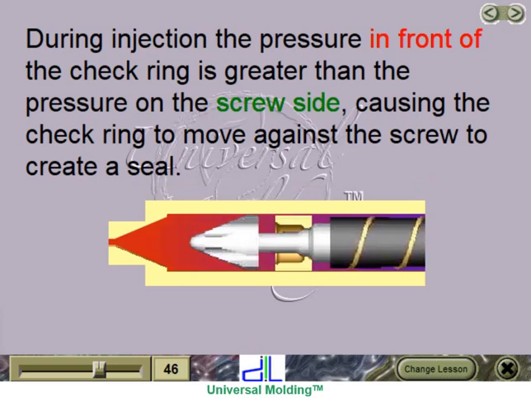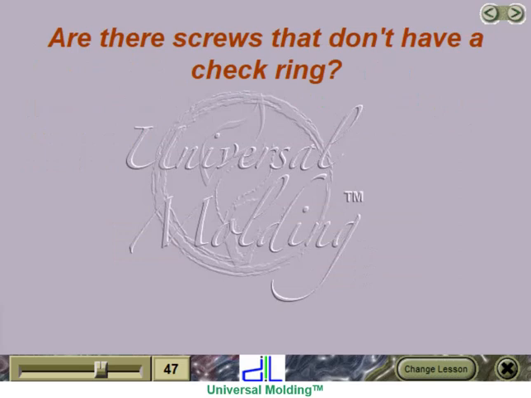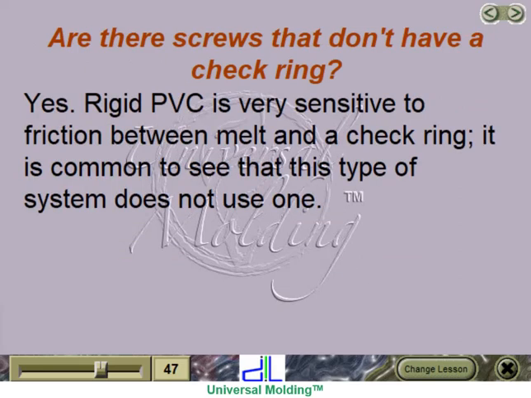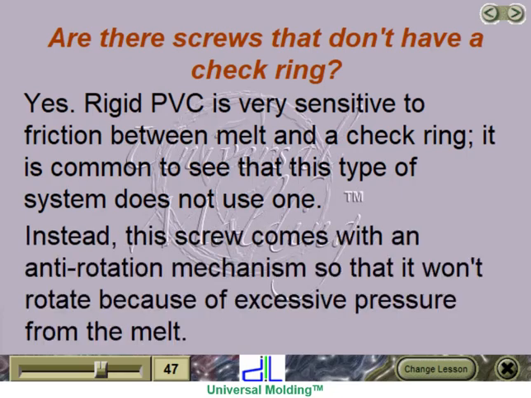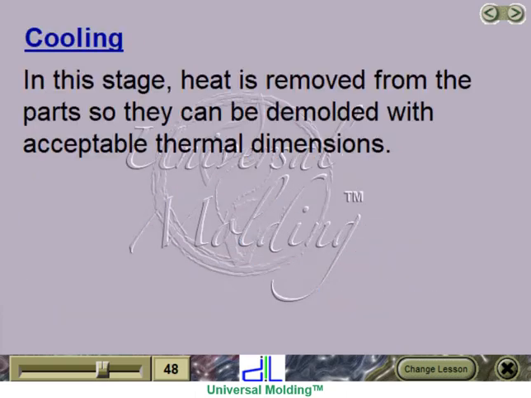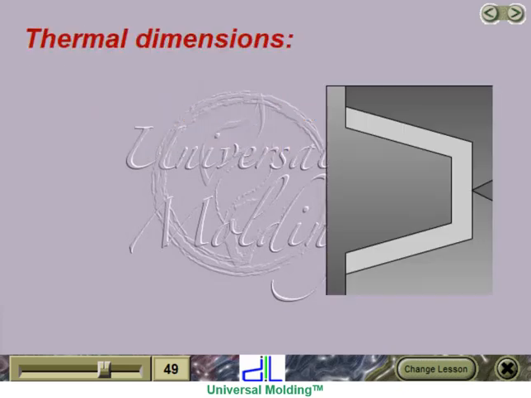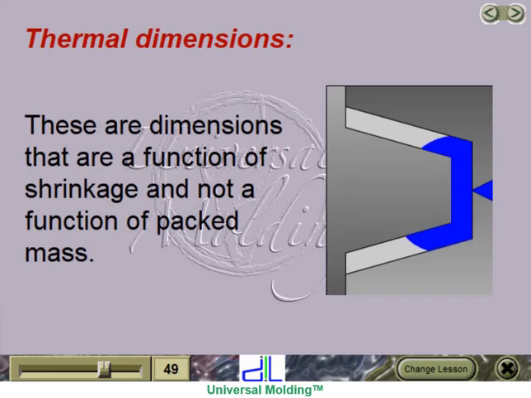Are there screws that don't have a check ring? Yes, rigid PVC is very sensitive to friction between melt and a check ring. It is common to see that this type of system does not use one. Instead, this screw comes with an anti-rotation mechanism so that it won't rotate because of excessive pressure from the melt. Cooling. In this stage, heat is removed from the parts so they can be demolded with acceptable thermal dimensions. Thermal dimensions. These are dimensions that are a function of shrinkage and not a function of packed mass.